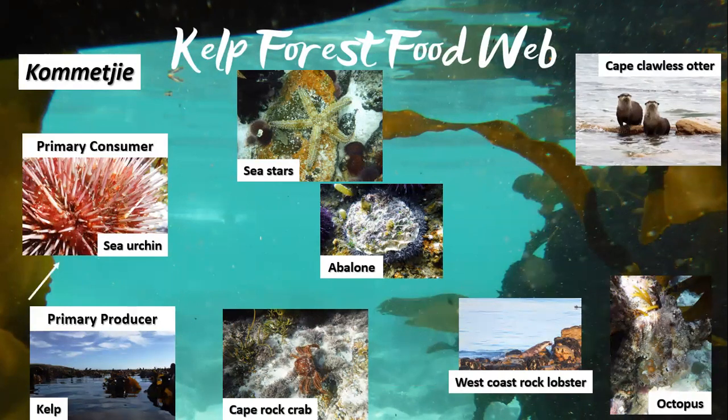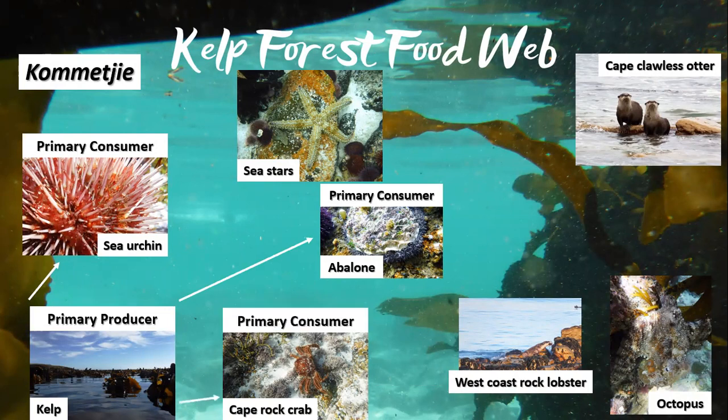So herds of sea urchin could wipe out entire stands of kelp forest. Abalone also feed off kelp. Tiny juveniles shelter between the spikes of the sea urchins. And the Cape rock crab grazes the seaweed and feeds on small animals between the leaves.